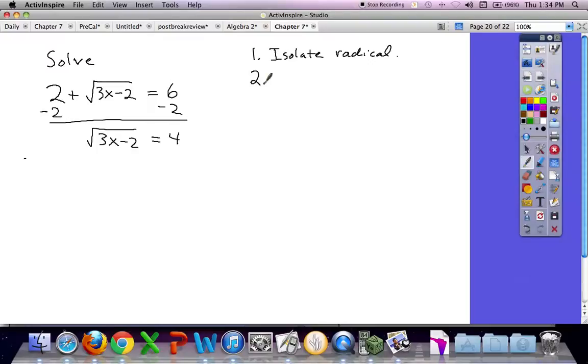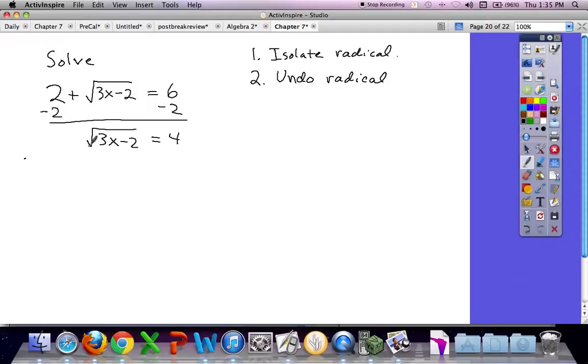Second step. Now that the radical is isolated, we want to undo the radical. What does that mean? It means something different for every radical. If it's a square root, you want to square both sides. If this was a cubed root, we would cube both sides. It depends on the radical that you have.